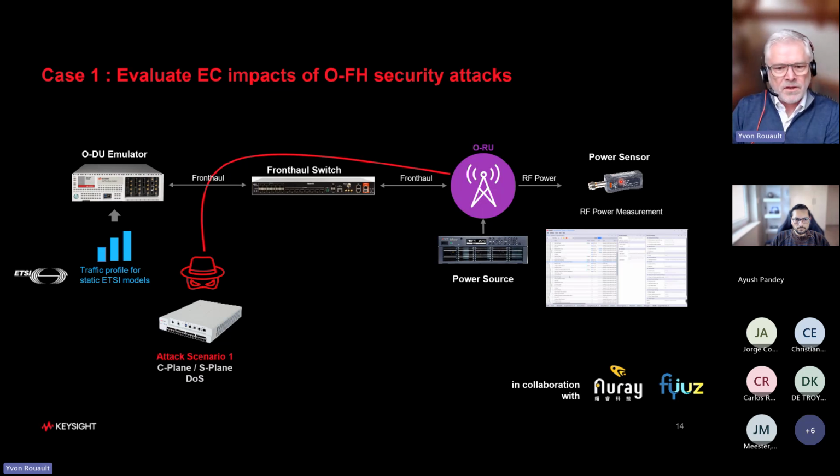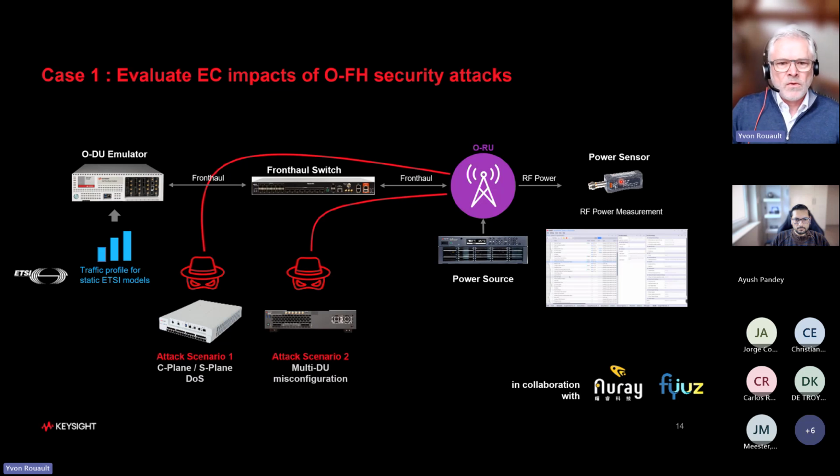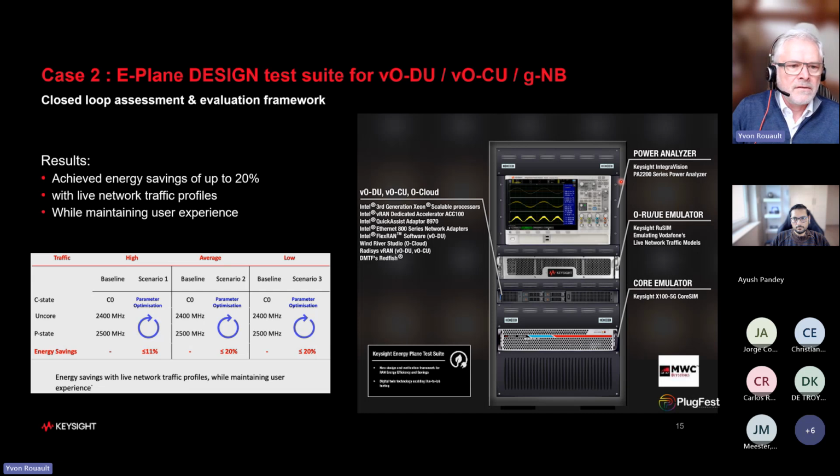And we went a little bit further. We also simulated a second DU trying to connect to that particular RU, but with a wrong configuration. Then we could see the impact of this second DU, which was, of course, using resources in the RU, and we could measure the impact from a power perspective. So basically recreating real life scenarios in the worst case. Okay, so that exists and is definitely available.